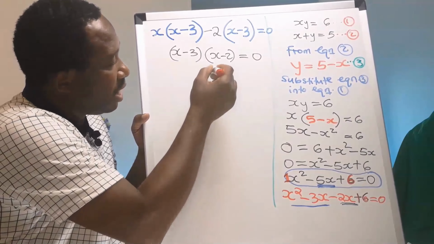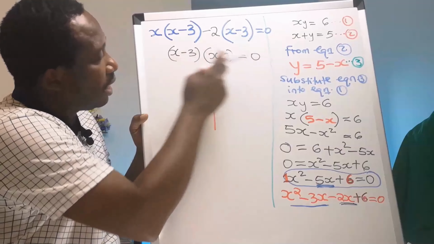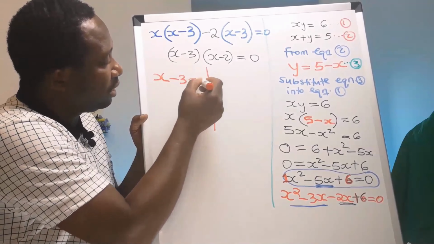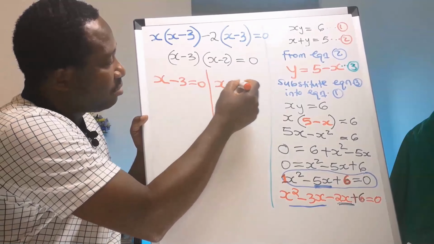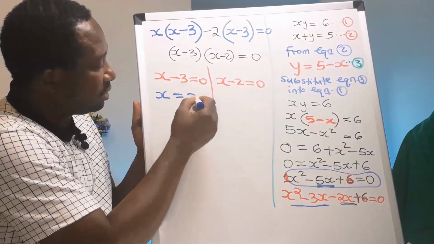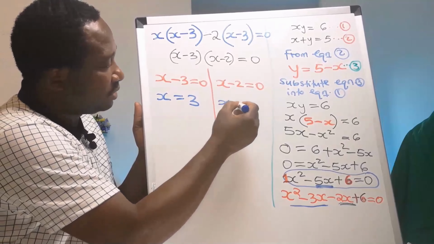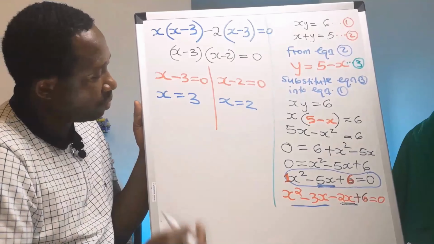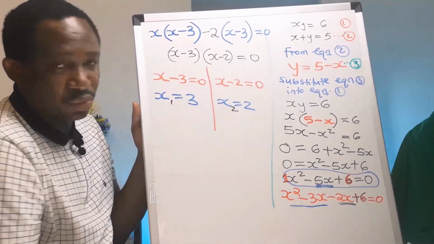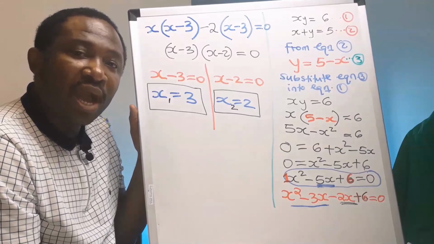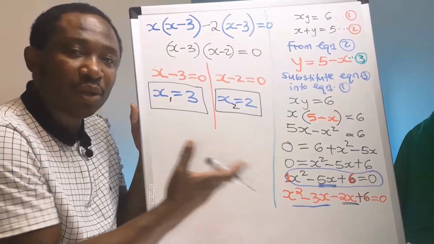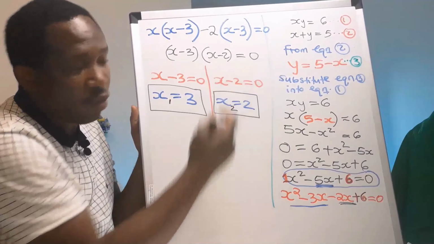Next, I will split this. I will solve these two. x minus 3 is 0. x minus 2 is 0. x is 3 and x is 2. This is x1 and this is x2. Hence, we have obtained two values for x, and we are going to obtain two values for y.